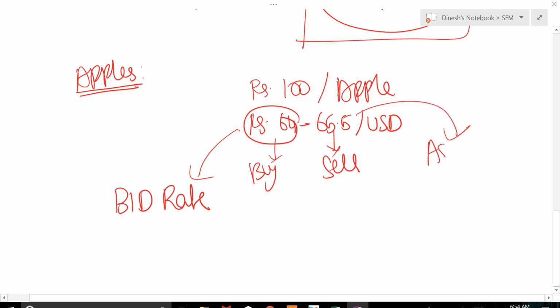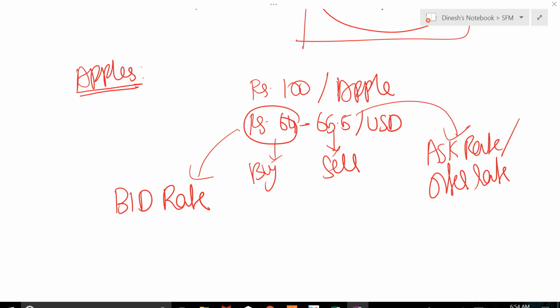This is technically called the ask rate or offer rate. Ask rate refers to the rate at which the bank sells the currency. So bid rate refers to the rate at which the bank buys the currency, and ask rate refers to the rate at which the bank sells the currency.